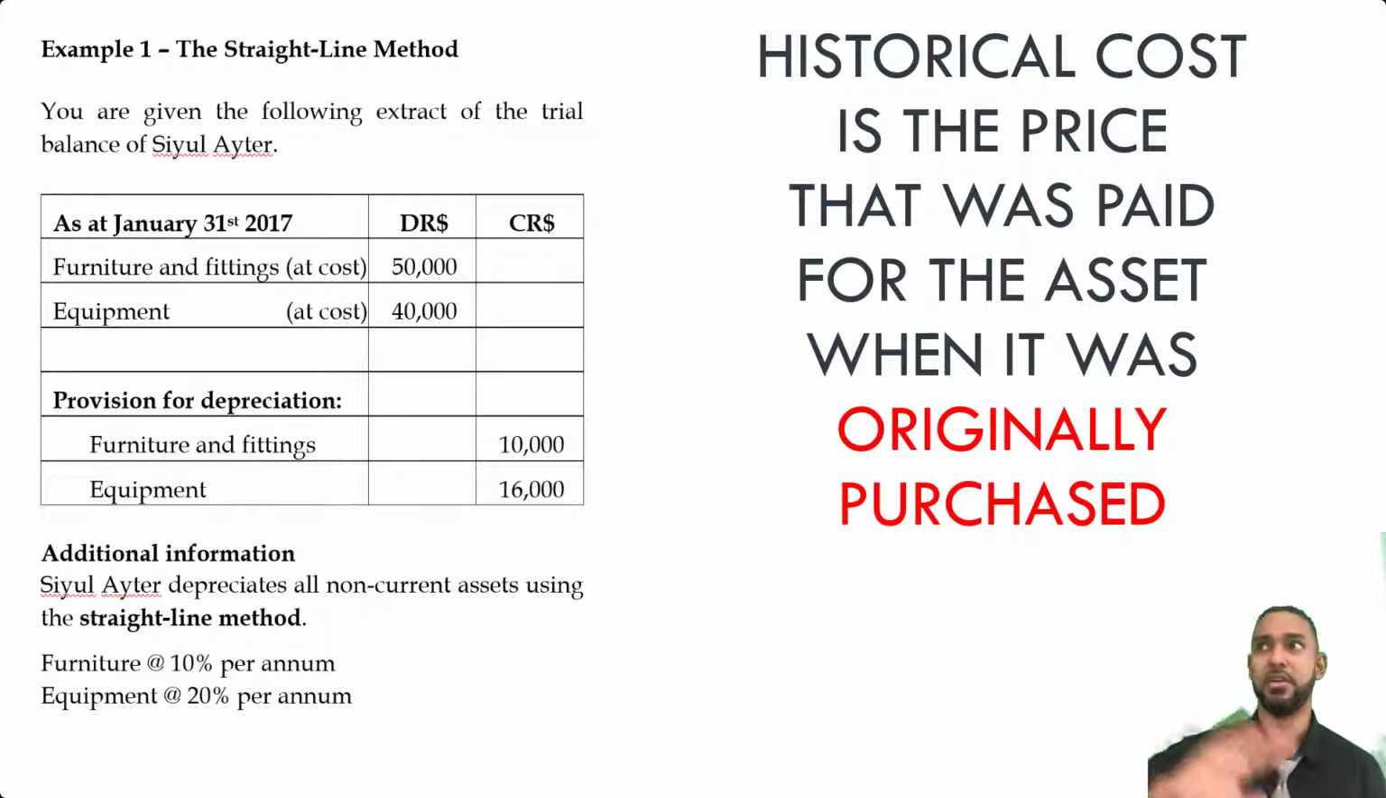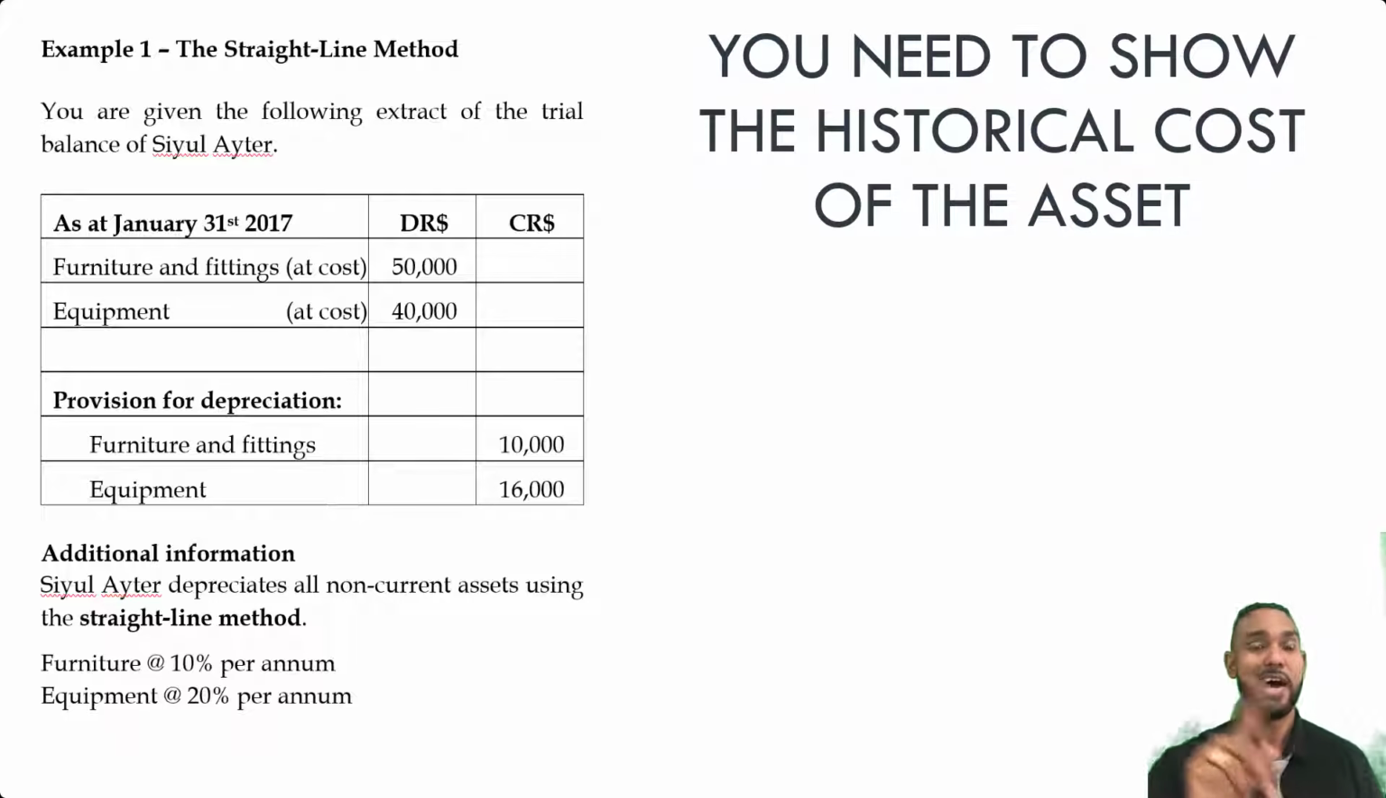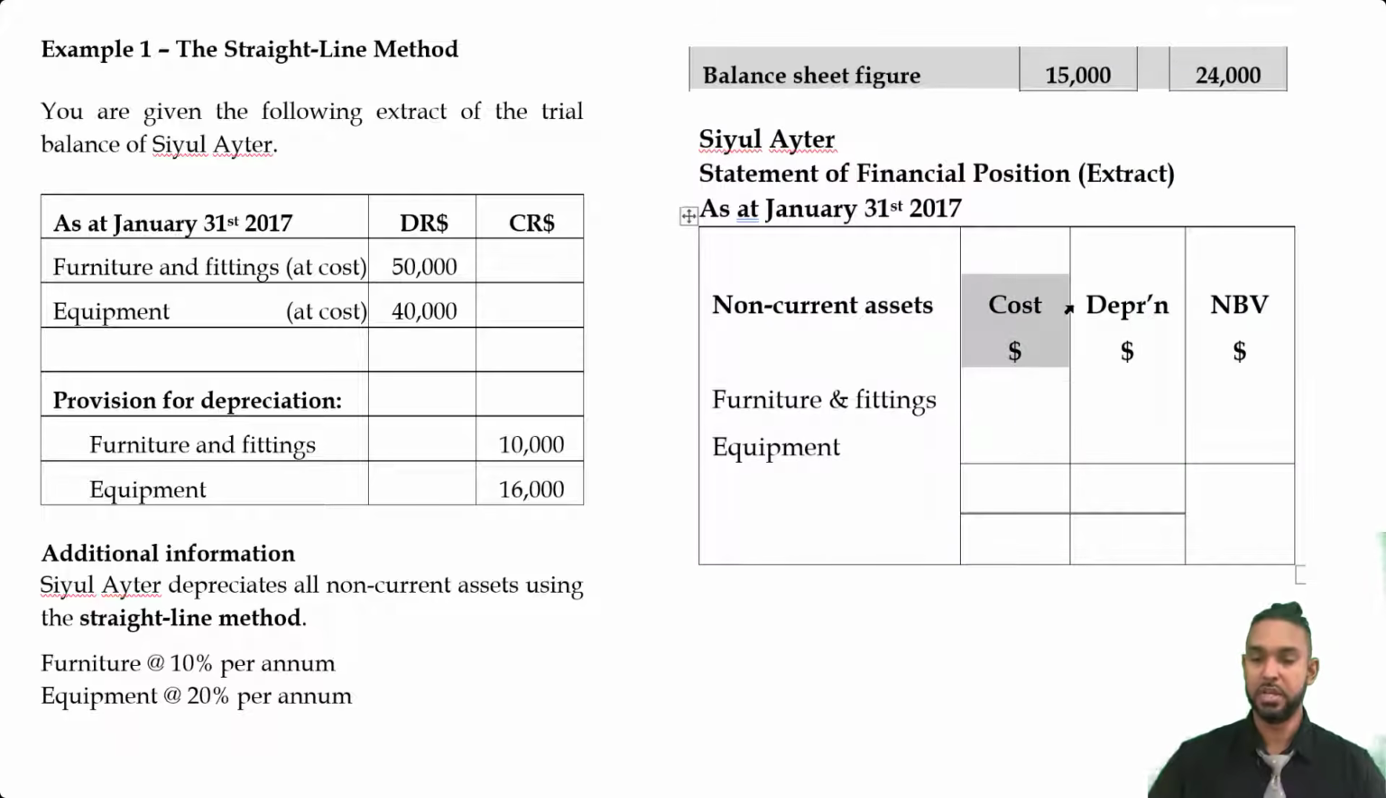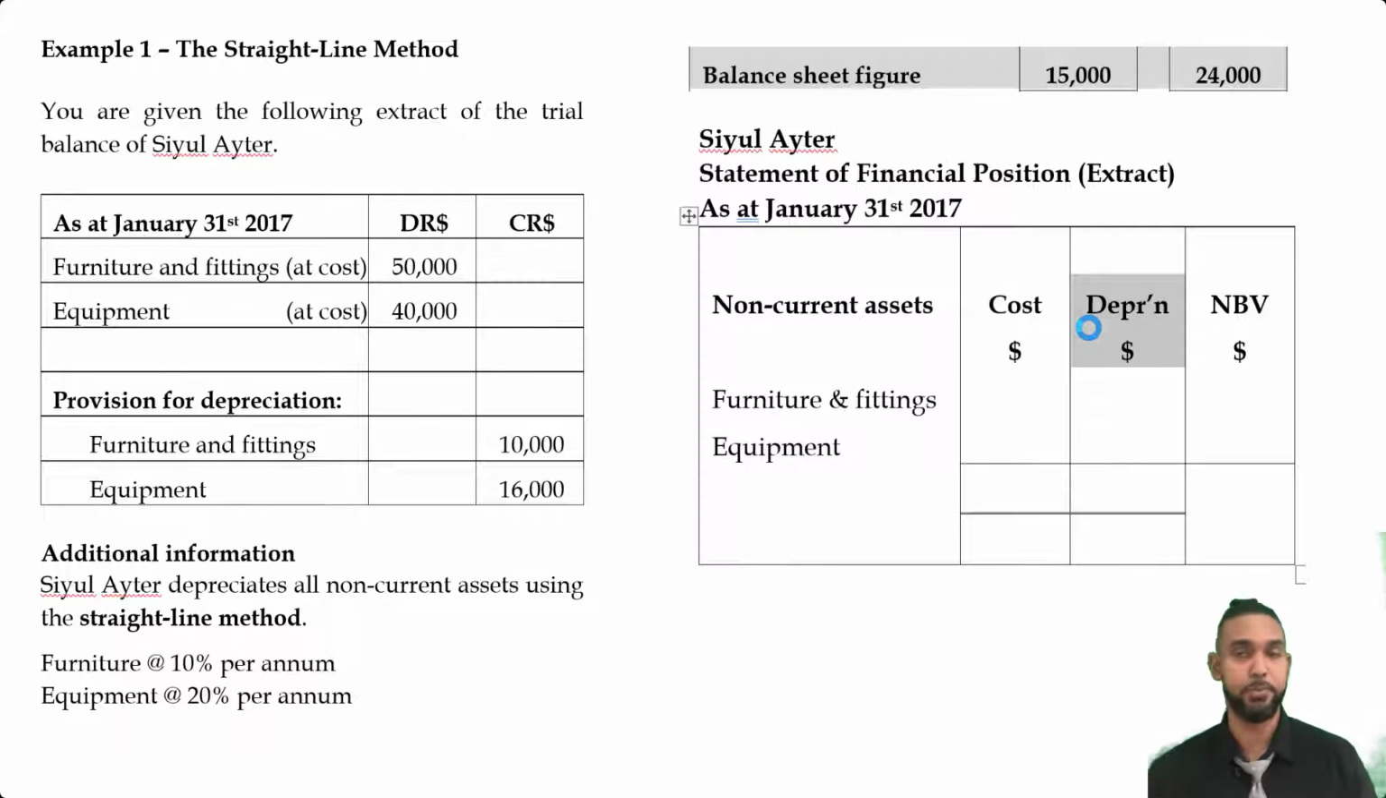Although we think history is centuries ago. No, that minute, that second I went there, that's history now, right? So when you buy the asset, the amount of money you pay for it, that's the historical cost. So the historical cost concept says, hey, you need to show that cost and you need to show what the value is after the depreciation has been charged on the asset. So we need the cost of the asset. We need to show the depreciation of the asset. Now, just a little note here. Normally, I would put either this heading as provision for depreciation or accumulated depreciation.